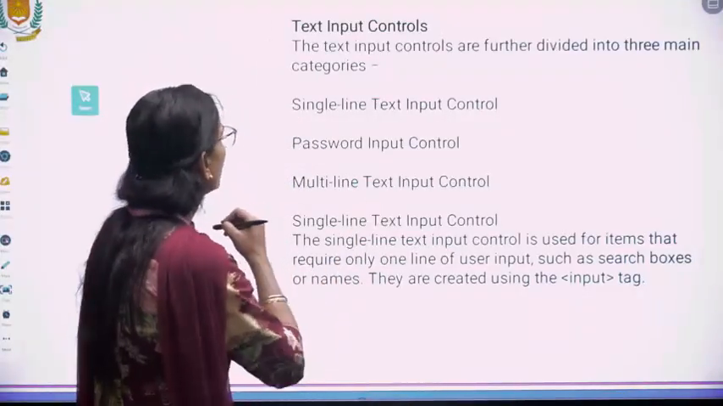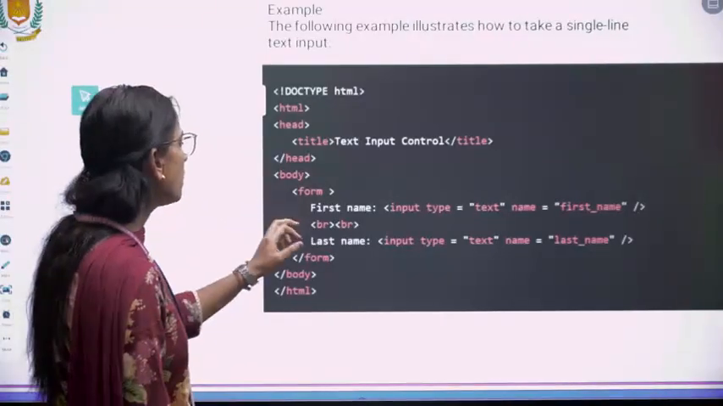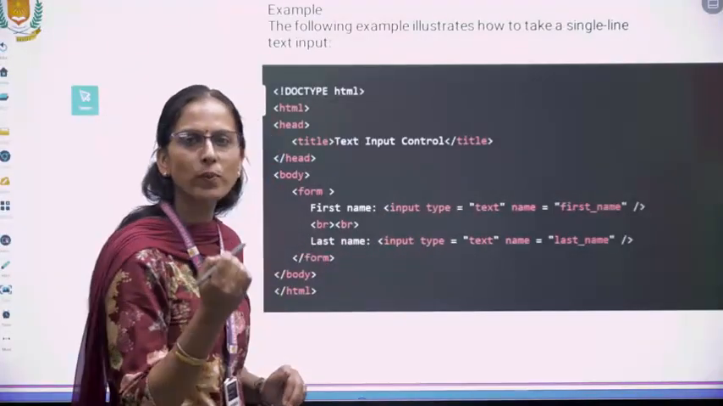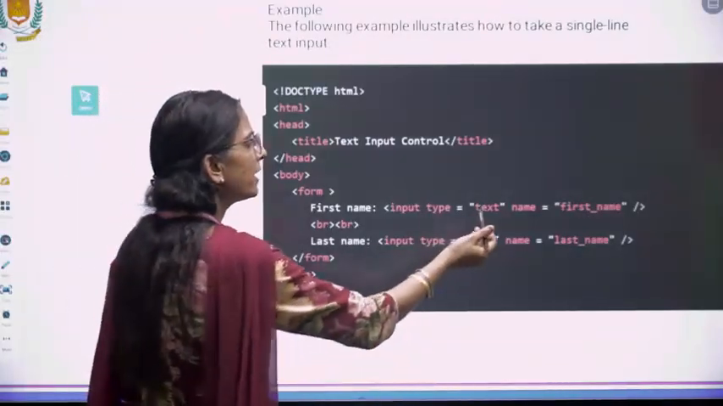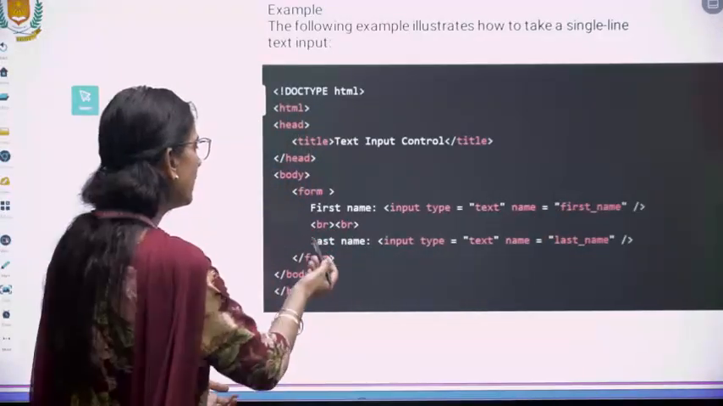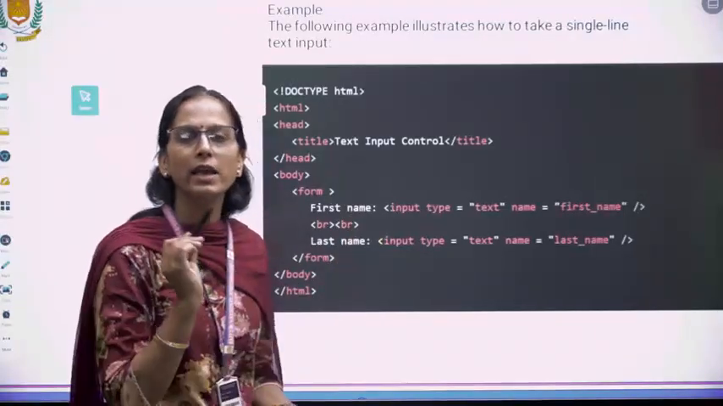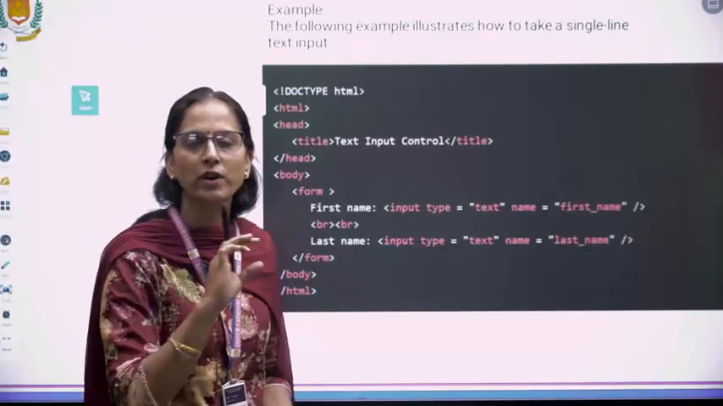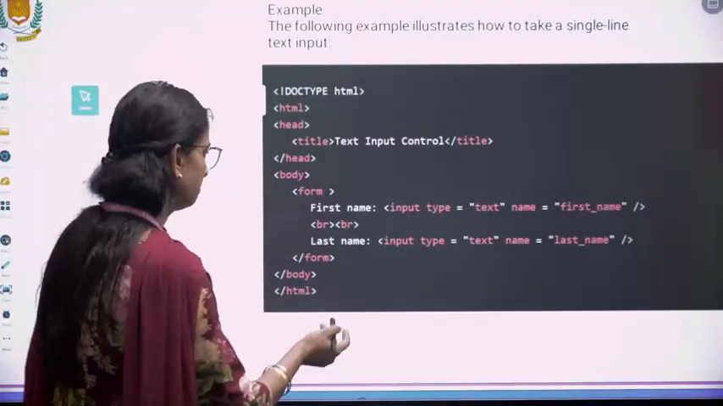Then how to give this. In the form, you write the first name, input type text. So text will show that you will be inserting a text box. And then in the other one, this is the caption which will be shown on the screen. Then last name, input, text. So these both are single line text boxes. They will provide only one single straight line to accept the information from the user.